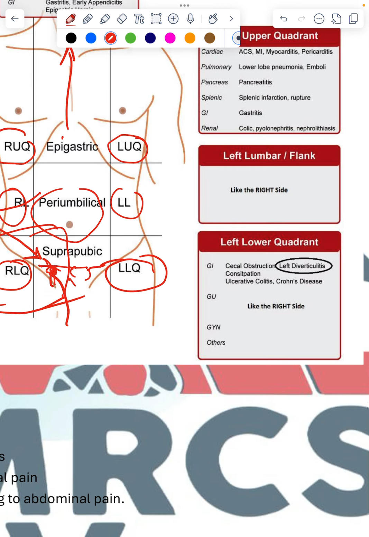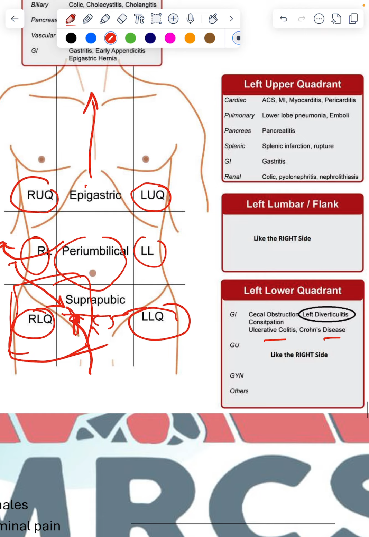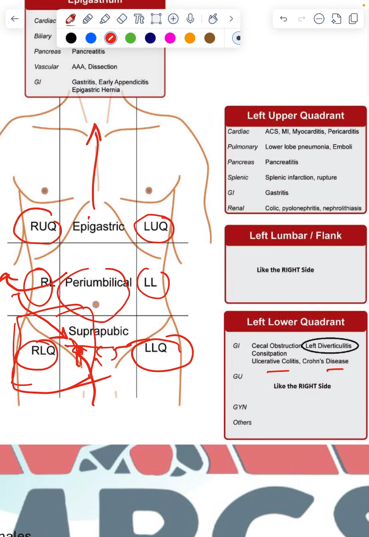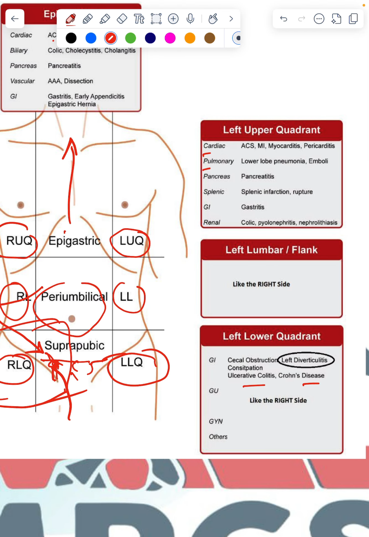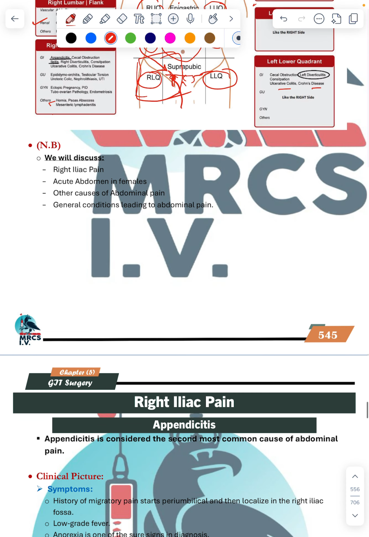Similarly, if you go to left lower, diverticulitis is the commonest cause in the left lower quadrant. Ulcerative colitis, Crohn's, like the right, and the rest of the GI and gynec like the other side. Left lumbar is again for the kidneys, ureteric and so on. Left upper quadrant pain may be cardiac, pulmonary, pancreas, splenic, GI, renal: acute coronary syndrome, myocardial infarction, myocarditis, pulmonary lower pneumonia, pancreatitis, tail of pancreas, splenic fracture and all this. So this is about the 9 quadrants and pain.